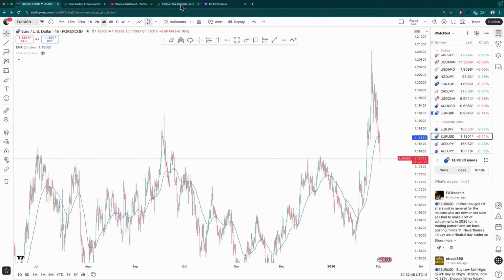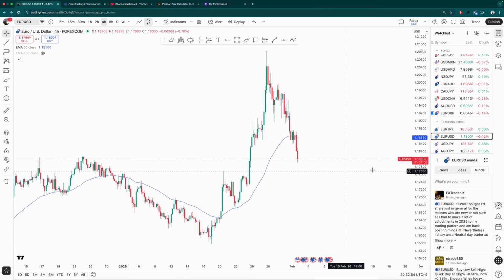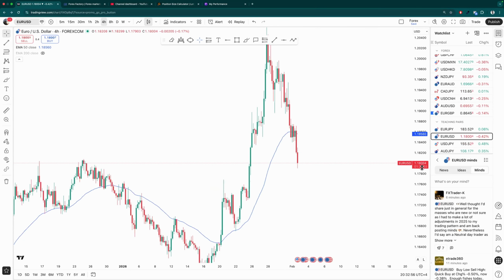How do we use the position size calculator? Let's say you're on a Euro USD chart. On a Euro USD chart, a pip is the fourth digit after the decimal point. So when 1800 becomes 1801, that means one pip. If that is clear, 1802 is 2 pips after 1800.